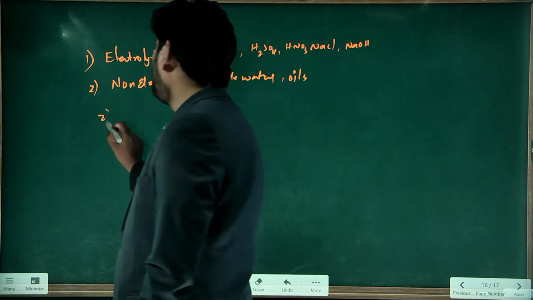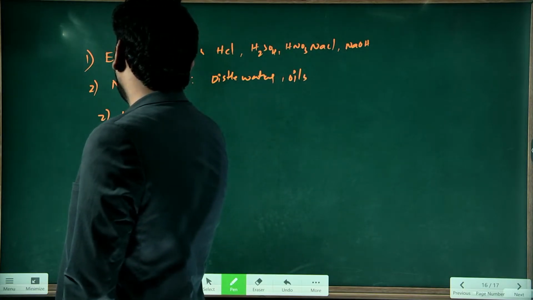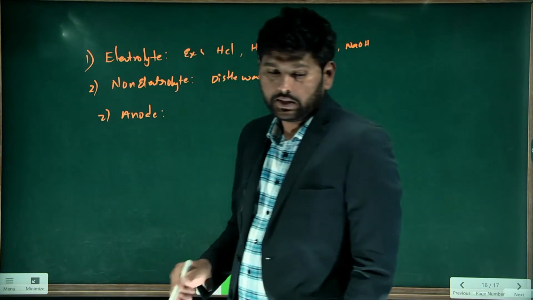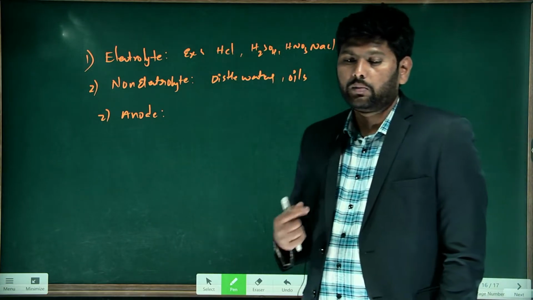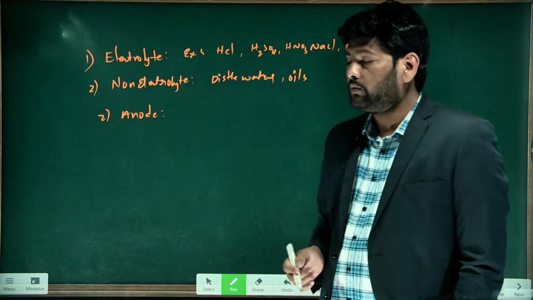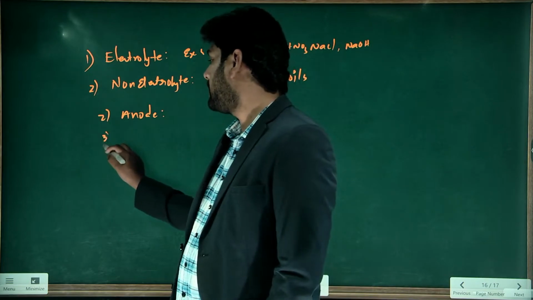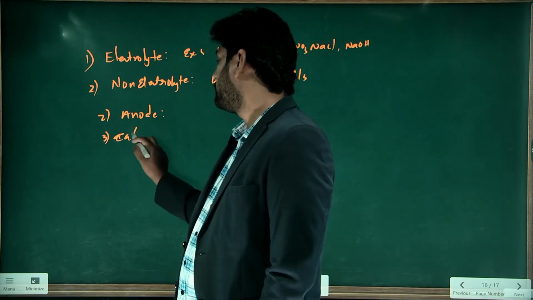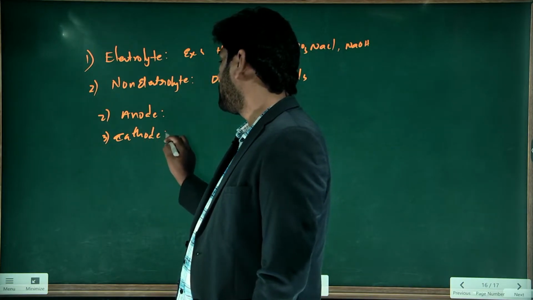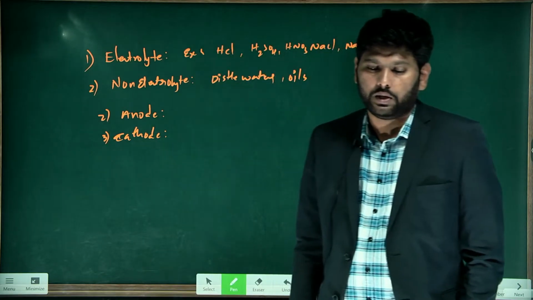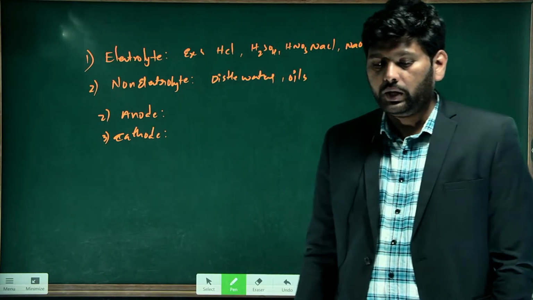Next, anode. What is this anode? Anode is a terminal, nothing but the positive terminal. And the second one is cathode. Cathode is also a terminal, the negative terminal. Anode and cathode.